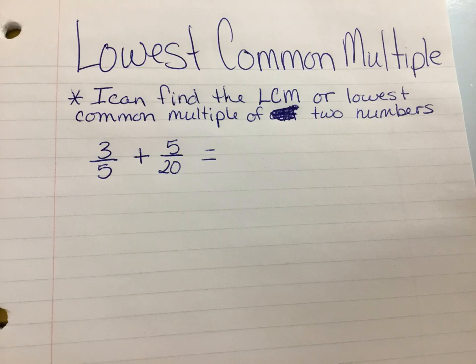So, in this case, we would look at the 5, we would look at the 20, and we would want to come up with something in common. Some of you guys are already thinking, oh, well, if I take 5 and I multiply it by 4, I get 20. Which is the perfect mindset to have. And we're going to use that later on as we develop our fraction skills.